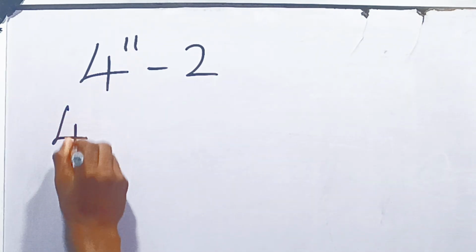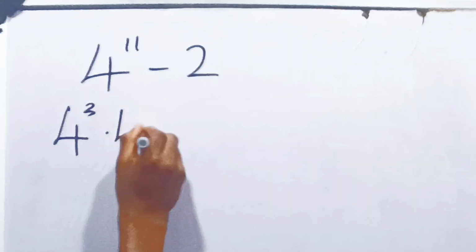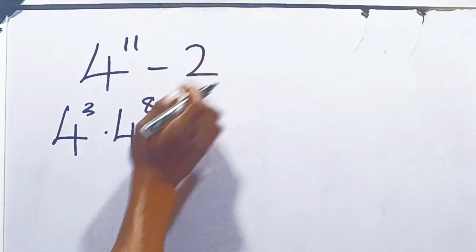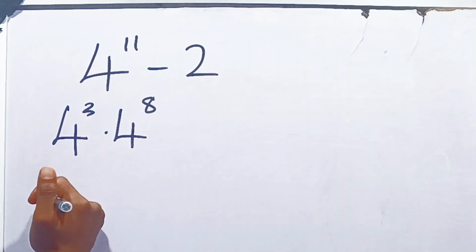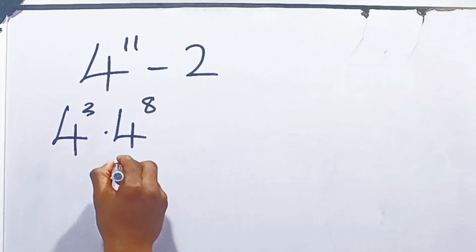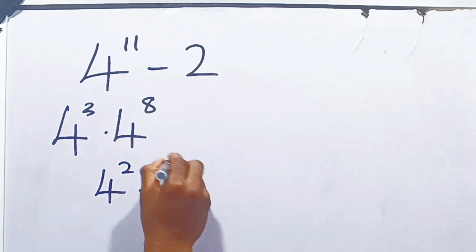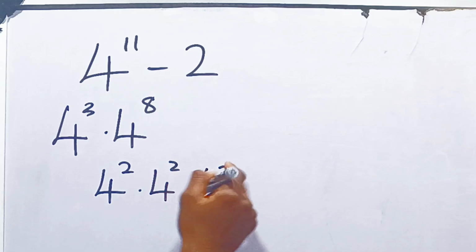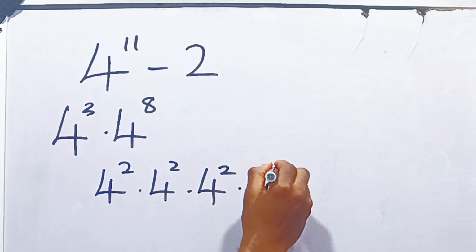4 raised to the power of 3 multiplied by 4 raised to the power of 8. Okay, let's focus on this one for now, then after, minus the 2. So we have 4 raised to 11, right? Now 4 raised to the power 8 is equal to 4 raised to the power 2 multiplied by 4 raised to the power 2 multiplied by 4 raised to the power 2. Okay, 2 plus 2 is 4, 4 plus 2 is 6, and 6 plus 2 is 8.